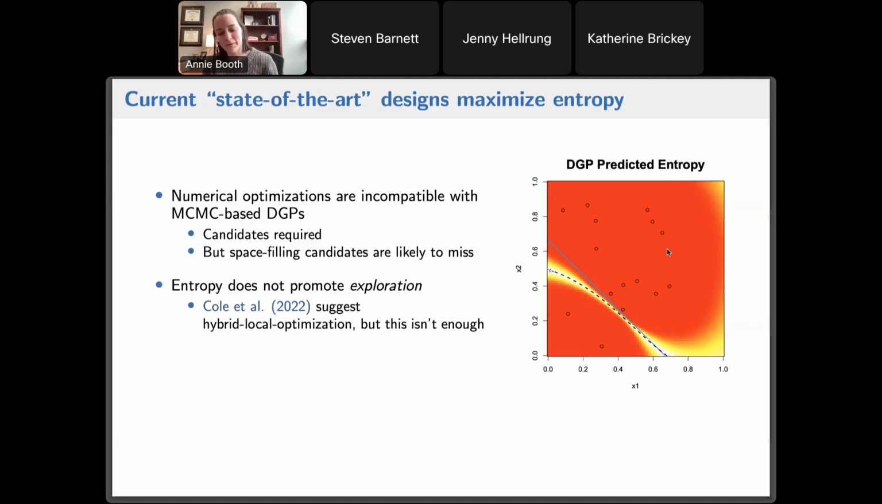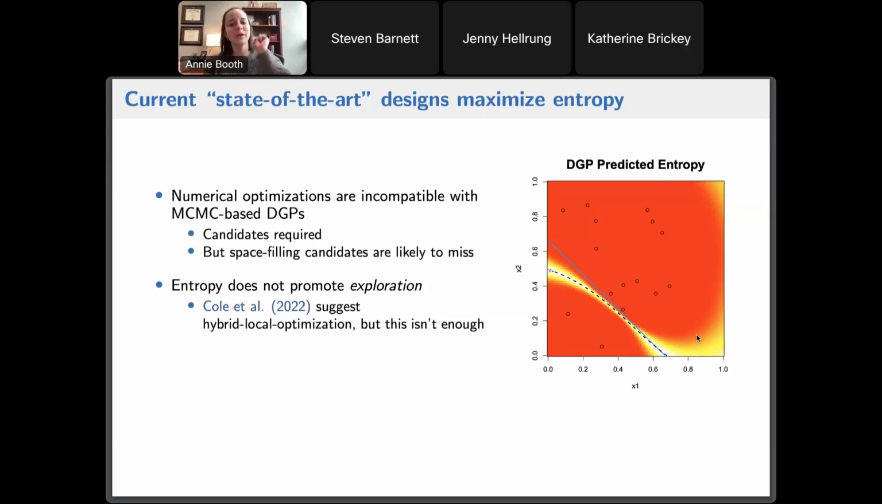The second pitfall here is that entropy on its own does not promote enough exploration, right? Entropy is peaky around this predicted contour, and maybe there are local optima over in these corners, but if we're only ever trying to maximize entropy, we would miss out on exploring this whole right part of the space. And what if there was a disjoint failure region over there? We would never see it. Entropy clusters way too much around where it thinks the contour is, and it doesn't explore enough.